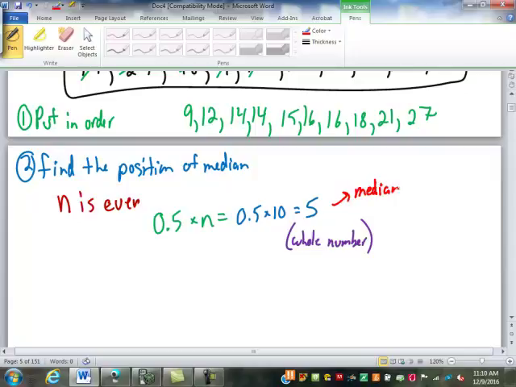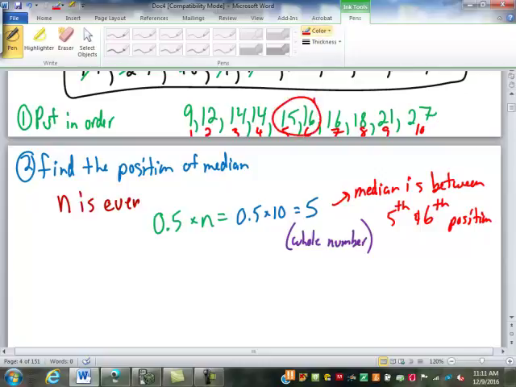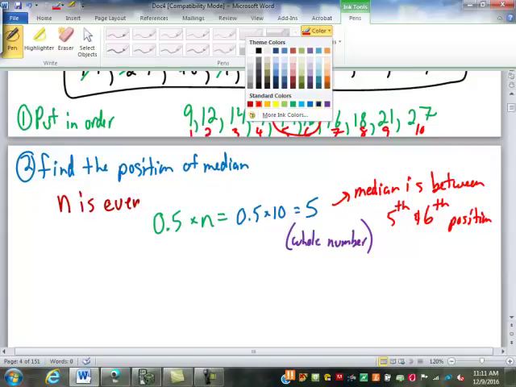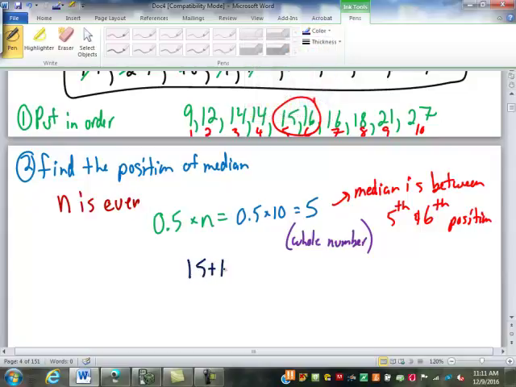The median is between that position and the next one. So that's a 5, so it's between the 5th and 6th position. So this is 1, 2, 3, 4, 5, 6, 7, 8, 9, 10. Those are positions. It's between the 5th and 6th. So it's between 15 and 16. So now we're just going to average those together. 15 plus 16 divided by 2 is 15.5 is the median.